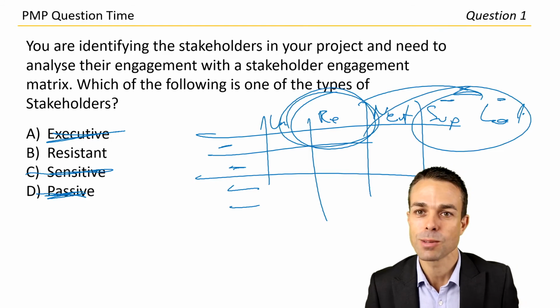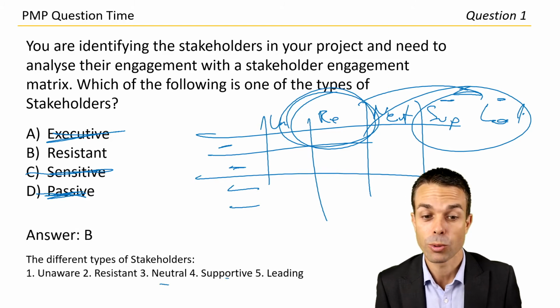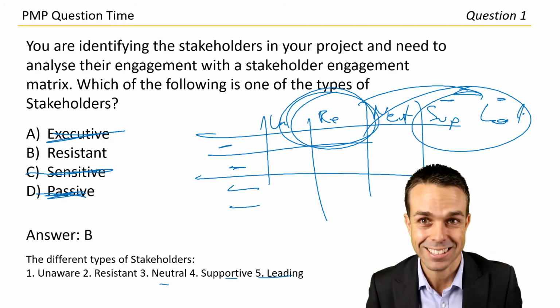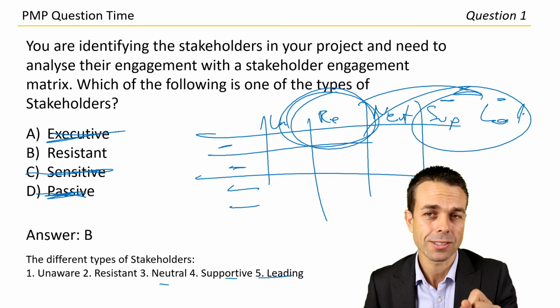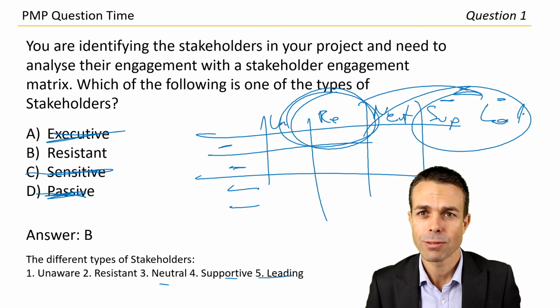So let's look at answer B for now. Okay, answer B, unaware, resistant, neutral, supportive, and leading. There we go, fantastic. So a few stakeholder questions today, or team, or communications, or that sort of thing. Let's have a look at what else we've got.